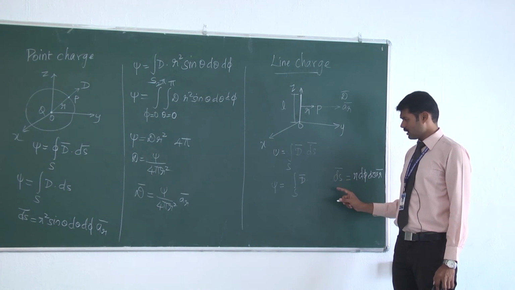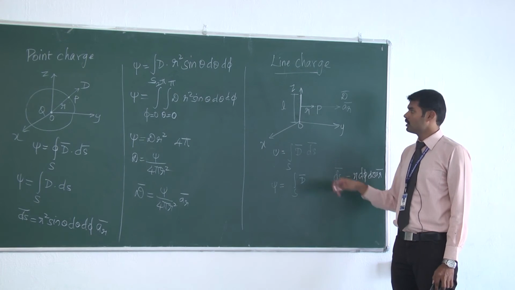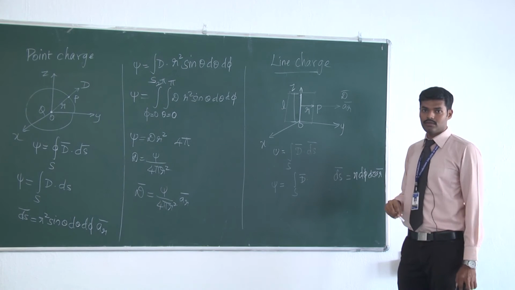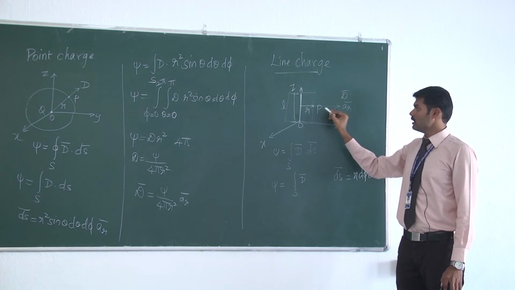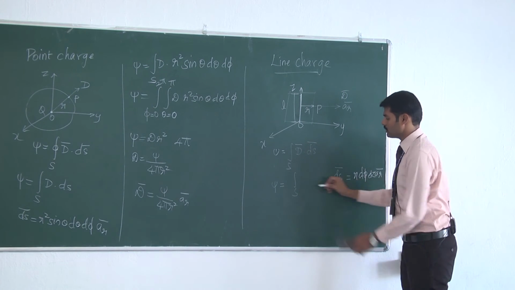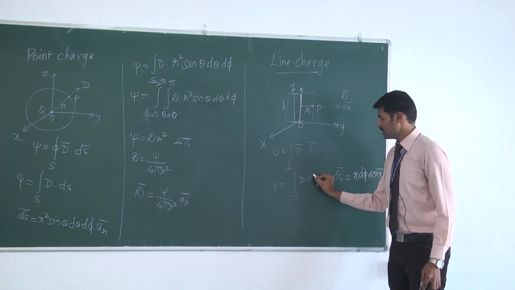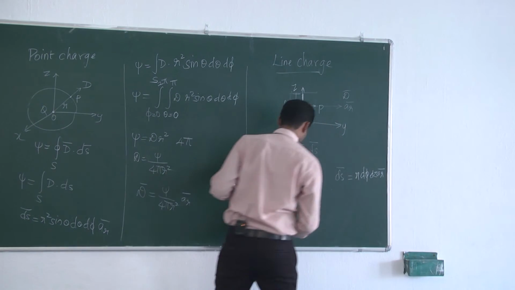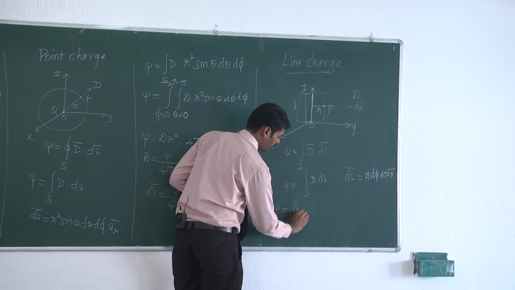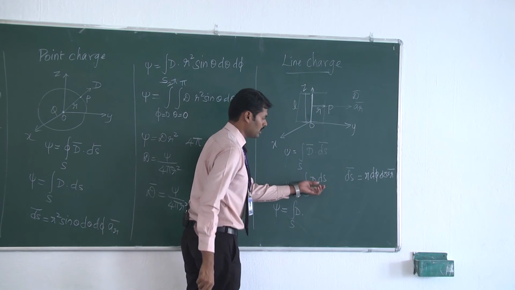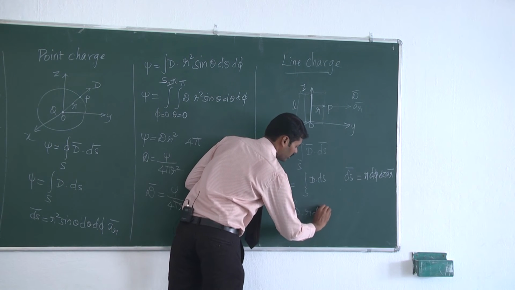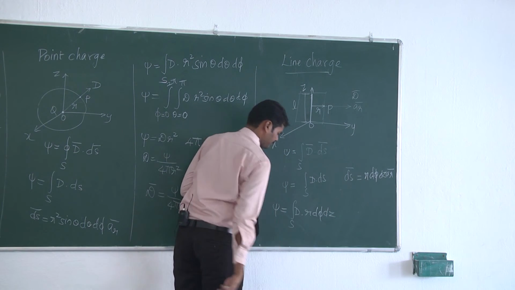So here we are going to consider only the magnitude, because the cylindrical surface what you have considered is a Gaussian surface. Here the electric flux density is normal to our Gaussian surface. So we shall write this surface integral as D dot dS. So here psi will be equal to surface integral of D dot, instead of this dS you have to substitute the value, D dot r d phi dz.